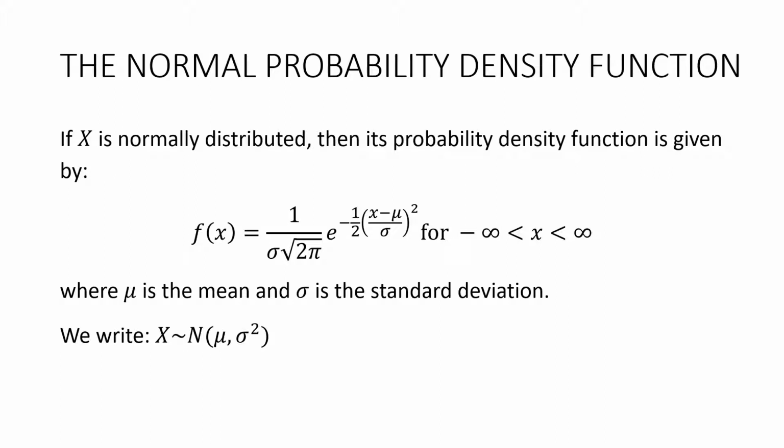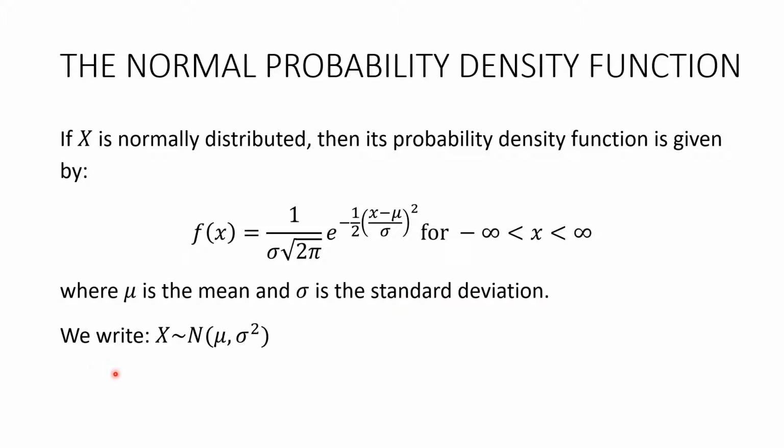Now, if x is normally distributed, then its probability density function is given by this horrendous looking thing. Let's have a look at it. f of x is equal to 1 divided by sigma, which is the standard deviation, multiplied by the square root of 2 pi, e to the power of negative a half, and then x take away mu, which is the mean, divided by sigma, all squared, and its domain is negative infinity to positive infinity.